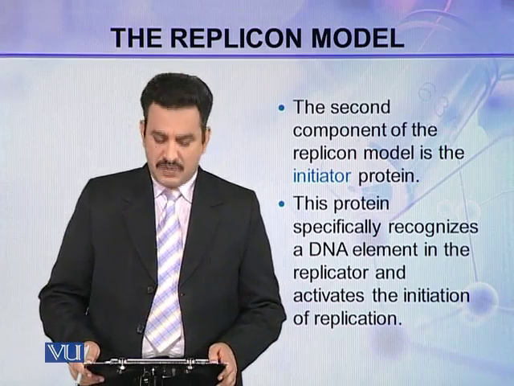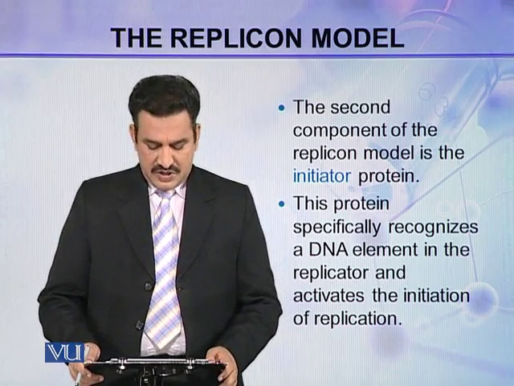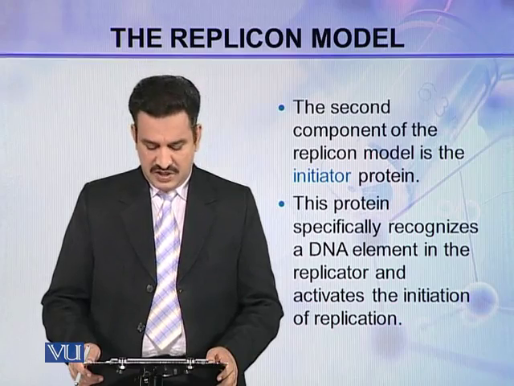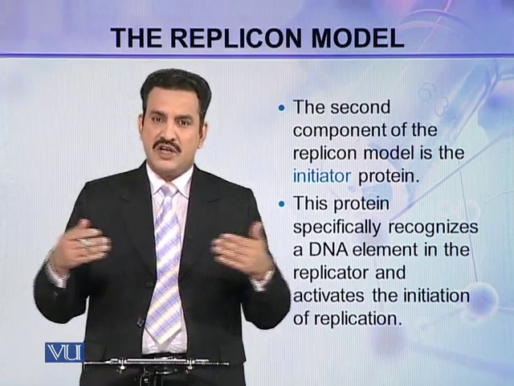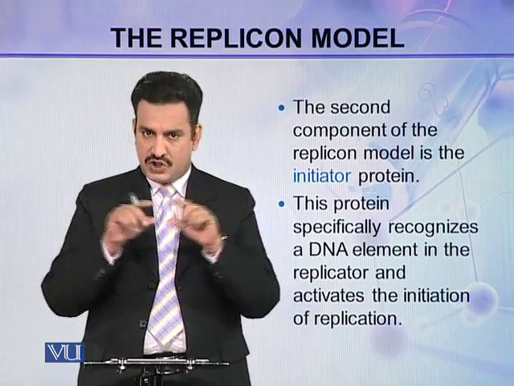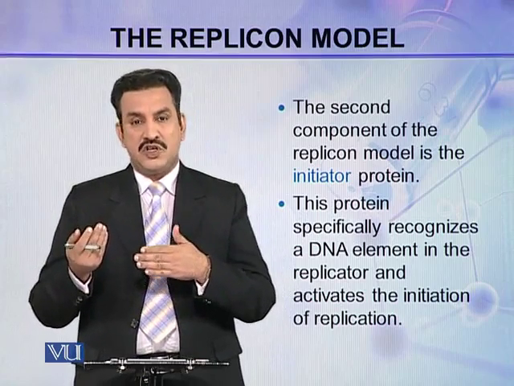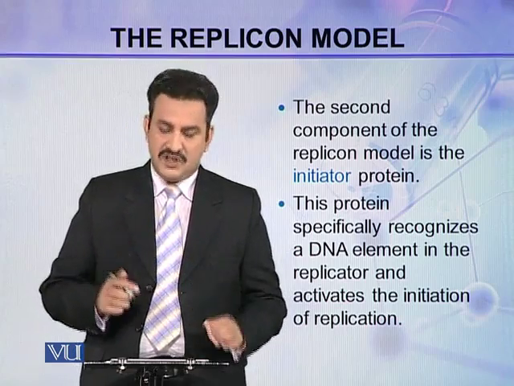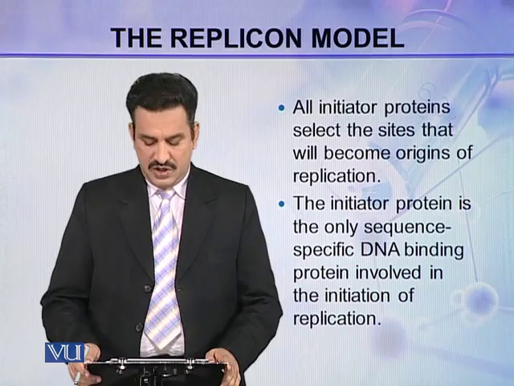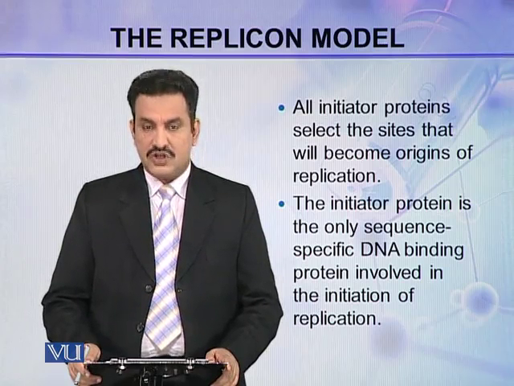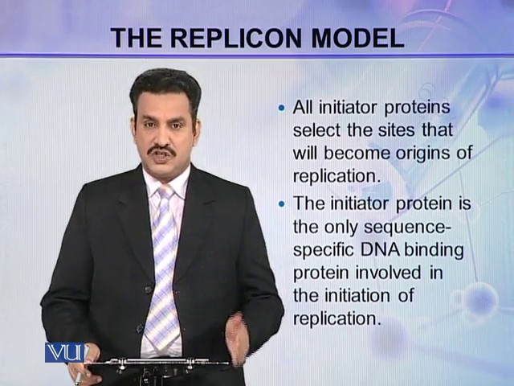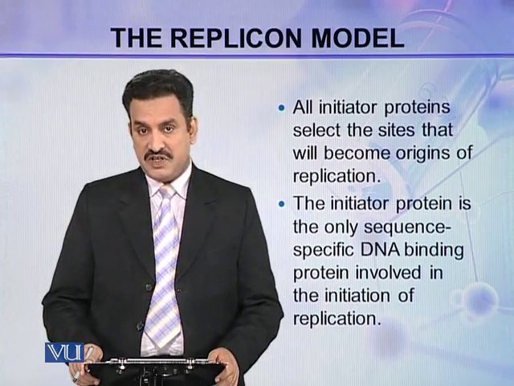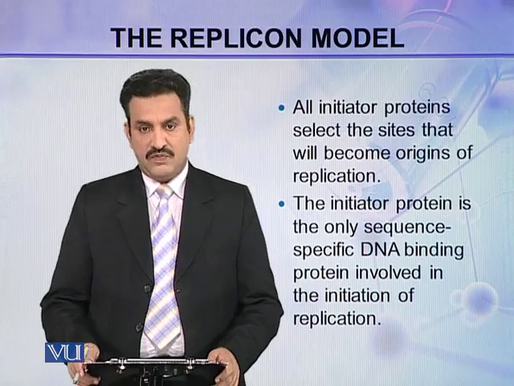The second component of the replicon model is the initiator protein. This protein specifically recognizes a DNA element in the replicator and activates the initiation of replication. So on a DNA molecule there is a replicator site, a specific sequence. The initiator protein identifies this sequence from the replicator. It identifies some specific site from where the initiation of replication will take place. All the initiator proteins select the sites that will become origins of replication. Whatever site is selected by the initiator will become the origin of replication. The initiator protein is the only sequence-specific DNA binding protein involved in the initiation of replication.